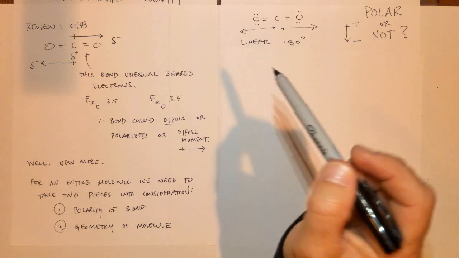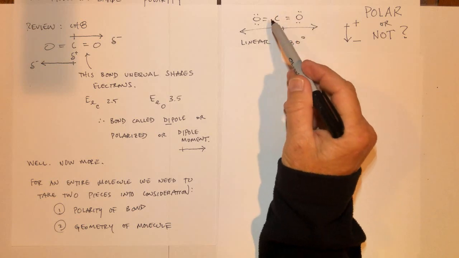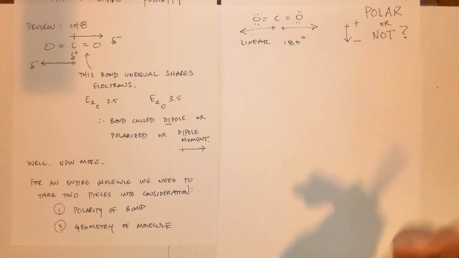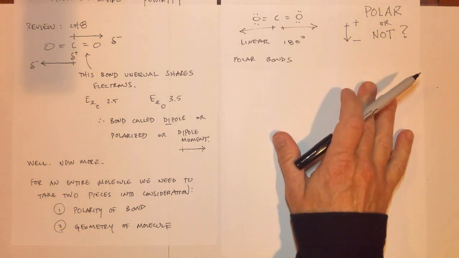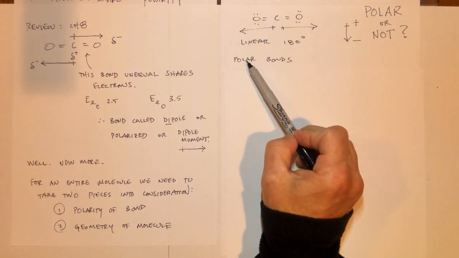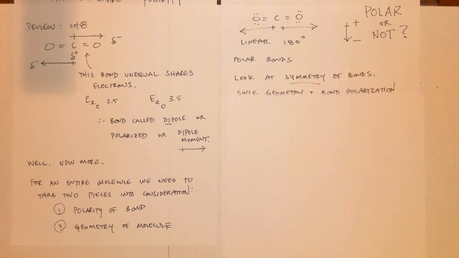Looking at it from a shape piece, this has a 180 degree bond angle because we have two electron domains right here, both bonded, and it's called linear. So taking both of these pieces into account, we have a linear molecular geometry, and we have two polar bonds, one going this direction, one going this direction. Now, the trick is to look at the symmetry of the bonds.